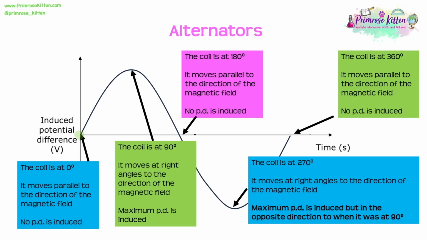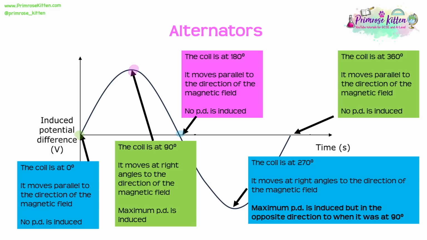Whereas now when we have a look at when the coil is at 90 degrees, what is happening is the coil is moving at right angles to the direction of the magnetic field. It's cutting it as much as possible in that case, and a maximum potential difference is induced. Next up in our rotation, we're now at 180 degrees. And again, this is still parallel to the direction of the magnetic field. No field lines are going to get interacted with, and so no potential difference is induced.